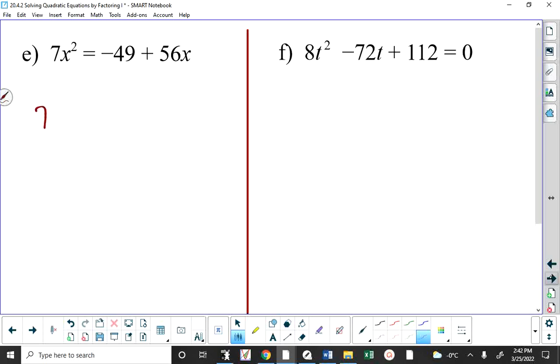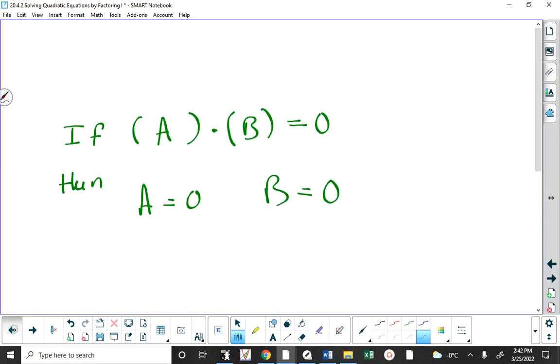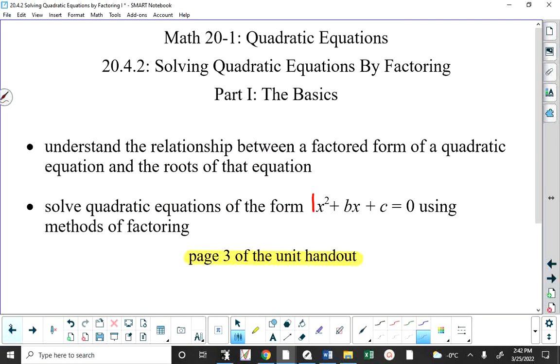So I have 7x squared. I'm going to subtract 56x. I'm going to add 49. This is equal to 0. Now keep something in mind. I have told you, I made a big deal of it at the beginning, and I had mic issues, so I don't know if that it was 1x squared, right?